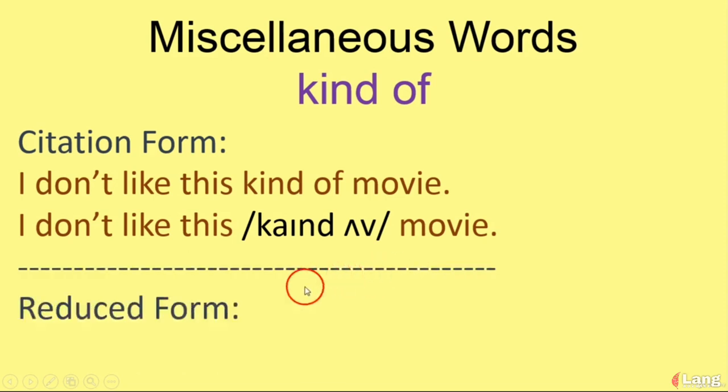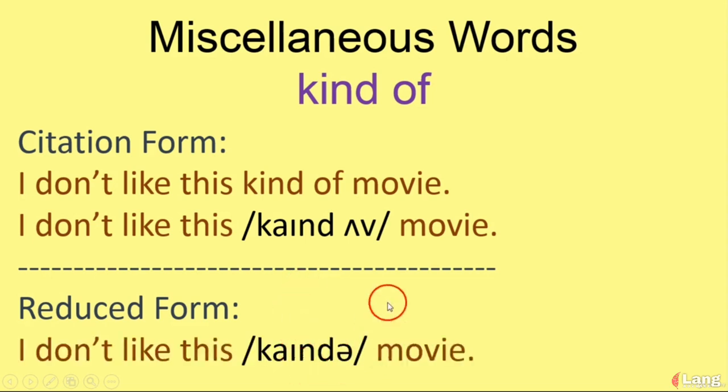However, in reduced form, we don't pronounce the V at the end of. We just use the schwa sound. Kind remains the same, but we blend the sounds together to produce kinda. I don't like this kinda movie. Repeat. I don't like this kinda movie.